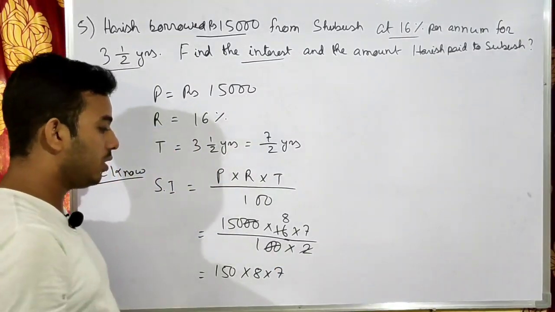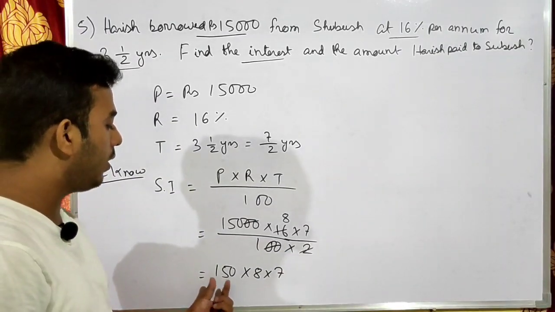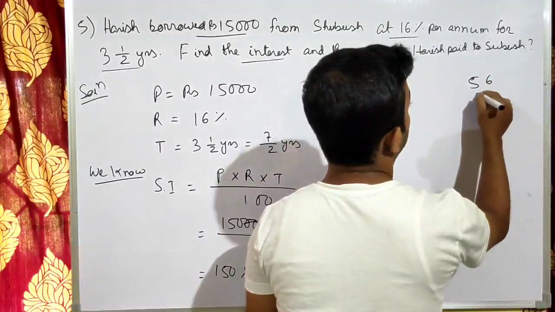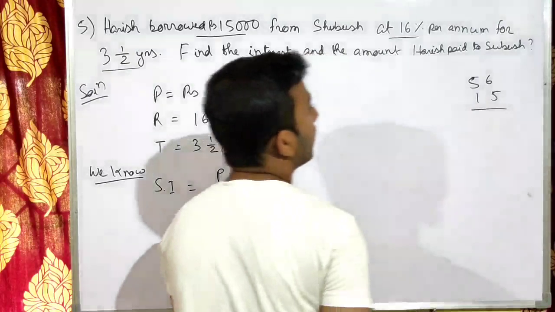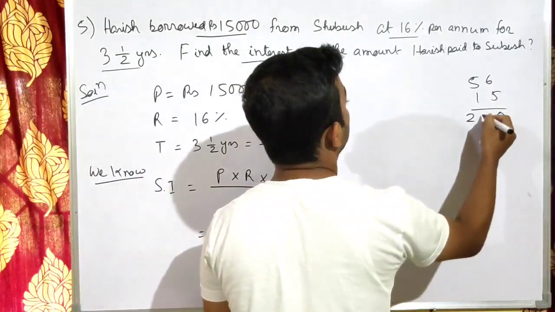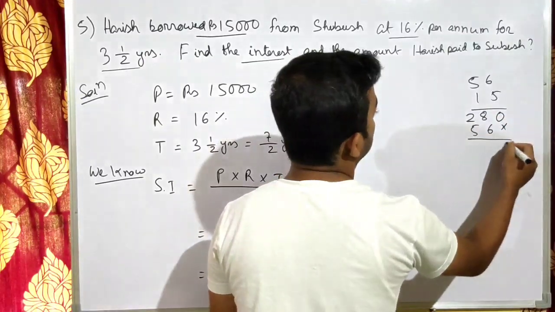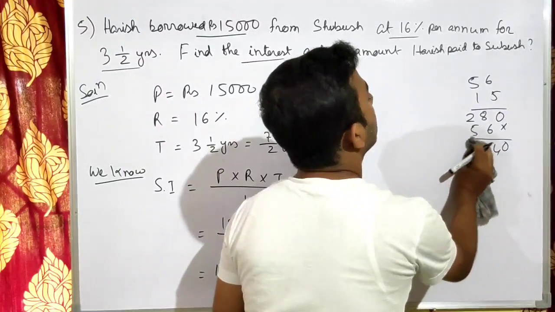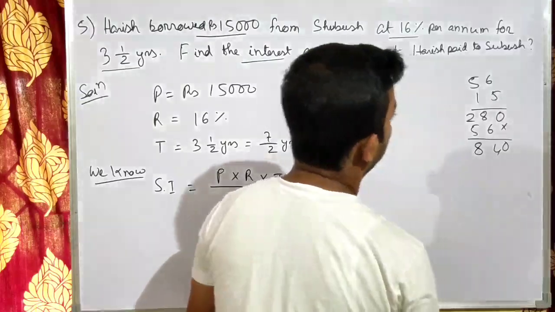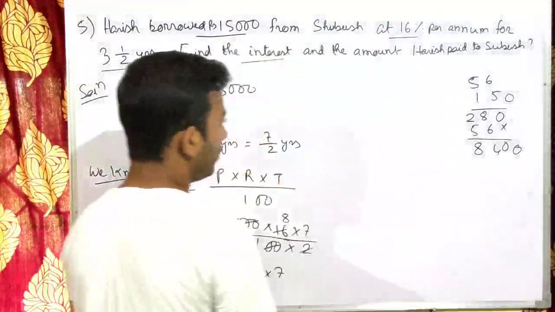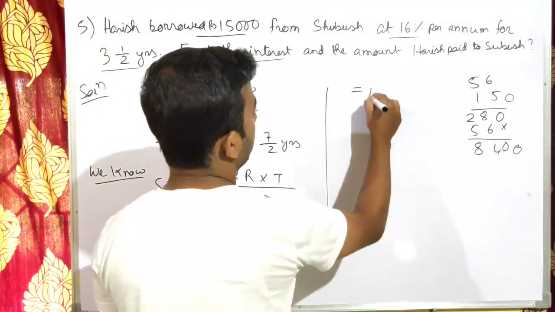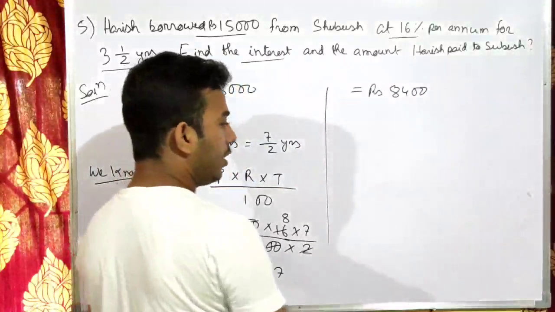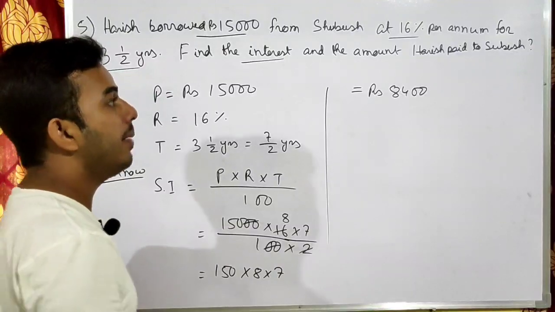What we have done is just substitute the values in the equation. Okay. So here 8 into 7 is how much? 7 into 7 is 49 and 7 into 8 is 56. Let's find out 56 into 150. 56 into 15 is 840, and of 150, this 0 and this 0, so it is 8400. So we will write here it is rupees 8400. That is the interest. Okay. So here the interest is 8400. Now we have to find the amount paid.